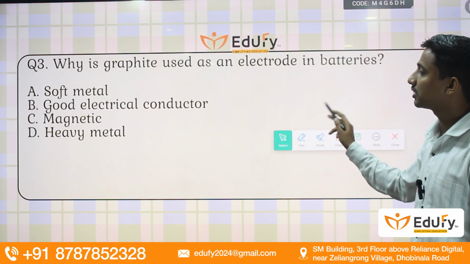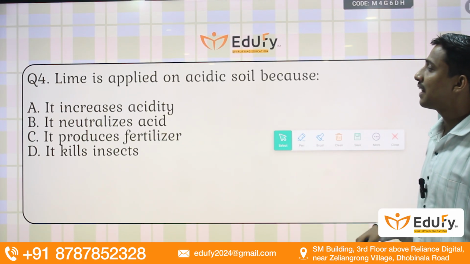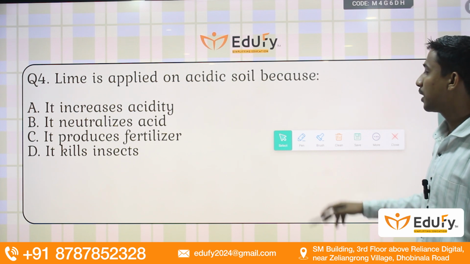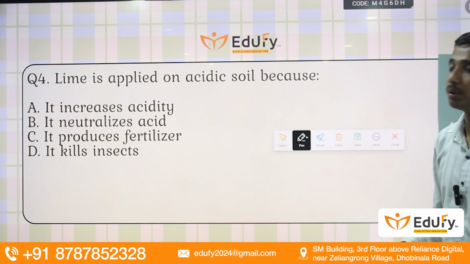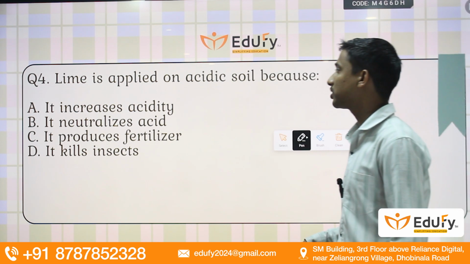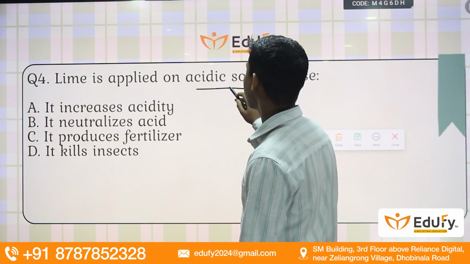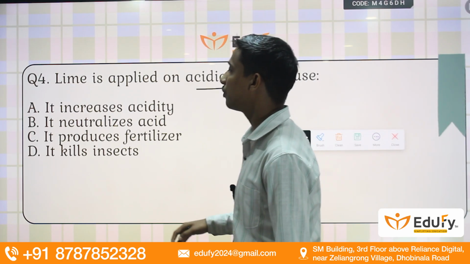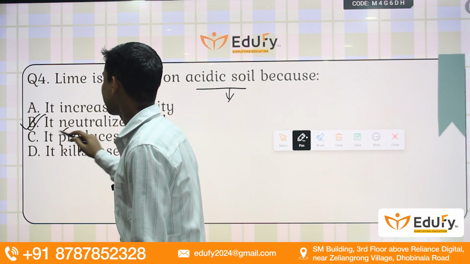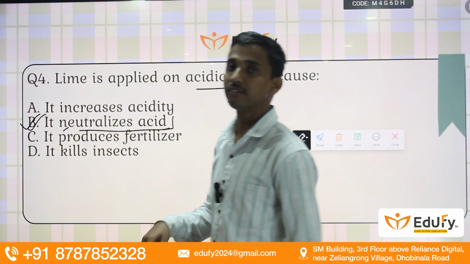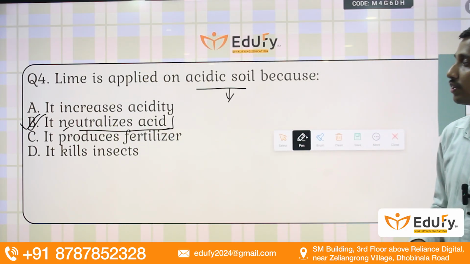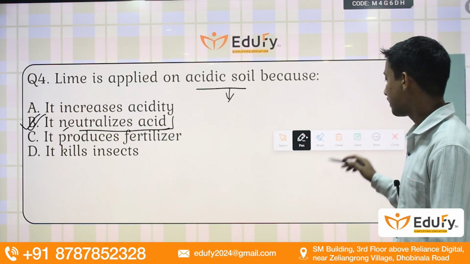Moving towards the next question, guys, we have here: lime is applied on acidic soil because, guys, we all know that lime is basic in nature. So if we apply it on acidic soil, what will it do? It will neutralize the acid. Okay, it will neutralize the acid. So the correct option will be option B.